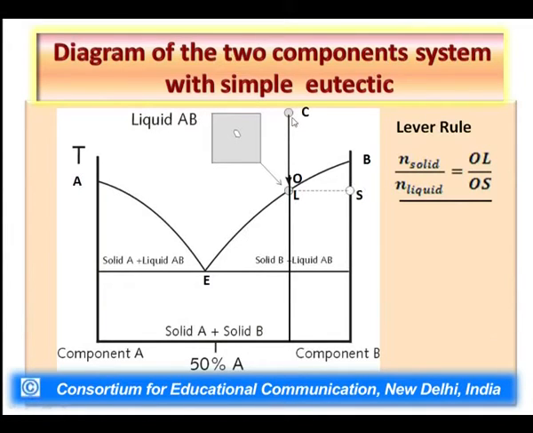Now, what happens when you allow the system to cool? The overall state point of the system moves downward. You can see over here this line segment CL, this is a vertical line, and it lies only at one point of the composition axis.